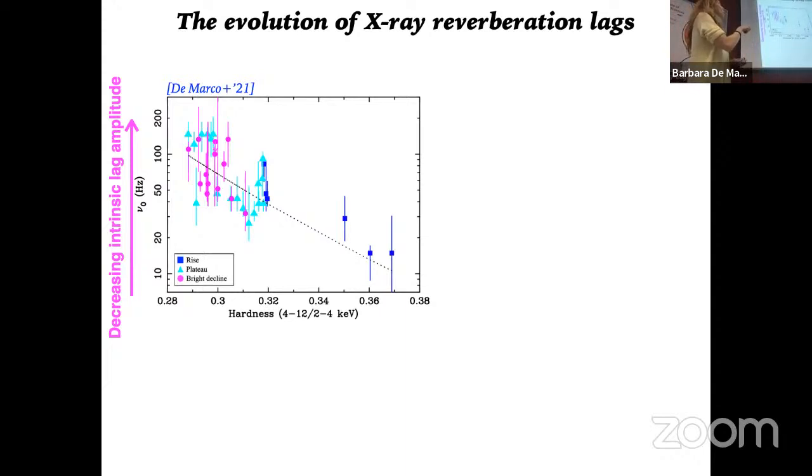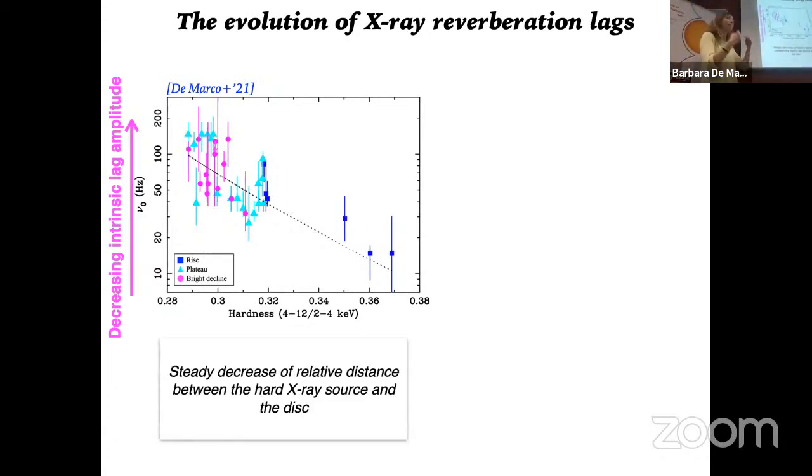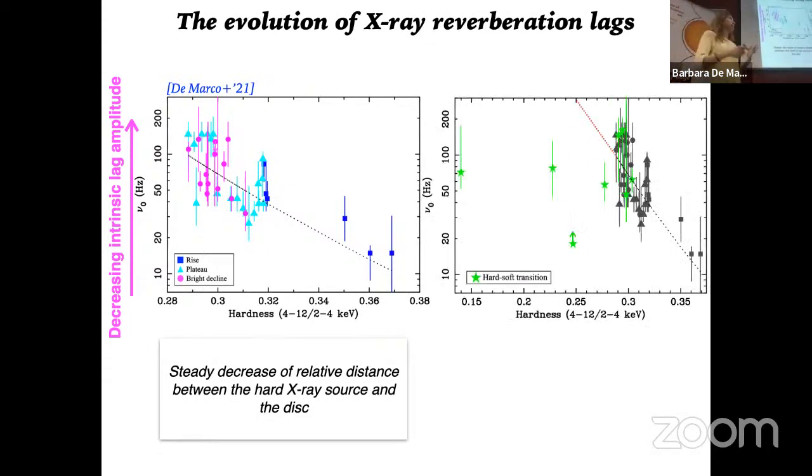So as the source moves towards softer states, the hardness decreases, and the characteristic frequency of these soft lags, these reverberation lags, increases, which means that the intrinsic lag amplitude decreases because they are related inversely. So as the source goes to softer states, the amplitude of the reverberation lags is shorter, which means that there is a change in the geometry of the system. It means that the relative distance between the X-ray source and the region of production of reverberation lags in the disk gets reduced. However, when we got to the transition, what we observe is that this trend breaks.